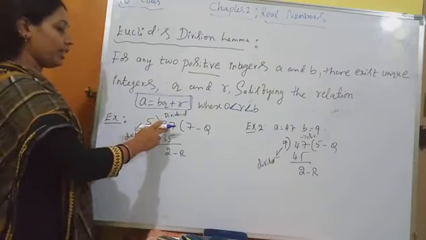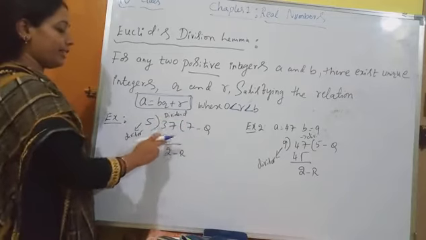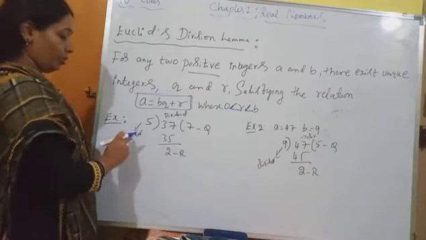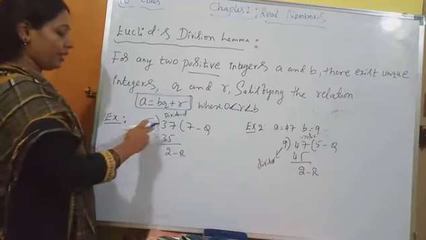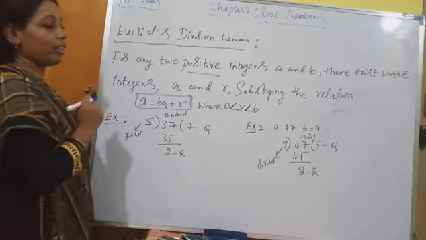Here 37 can be divided by 5 how many times? 7 times. 5 sevens are 35. What will be left at the end? 2. So here 5 is the divisor, 37 is the dividend, 7 is the quotient, 2 is the remainder.